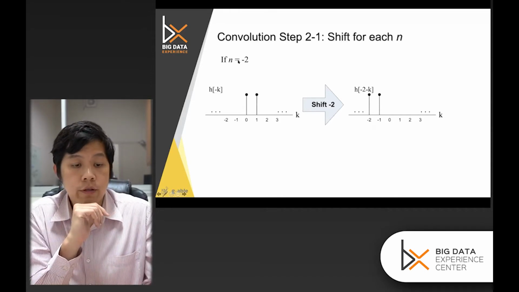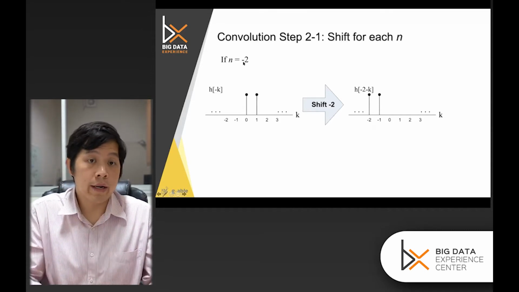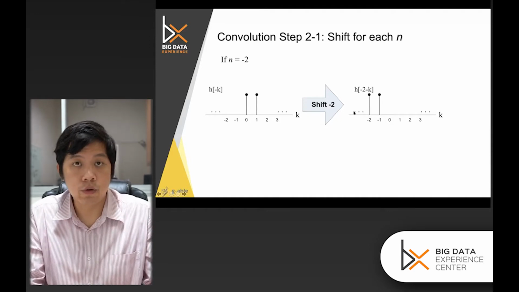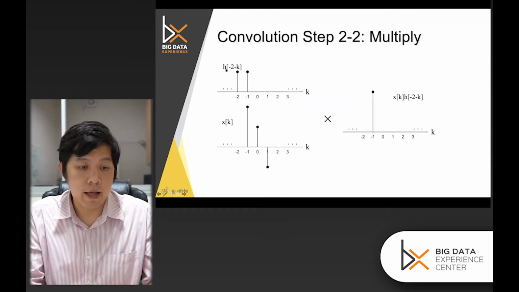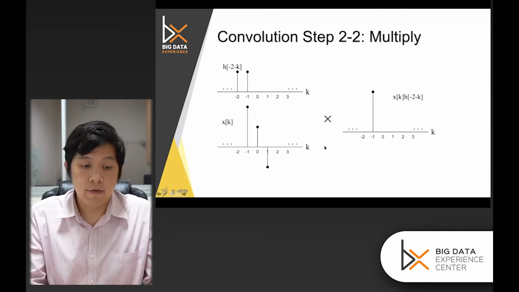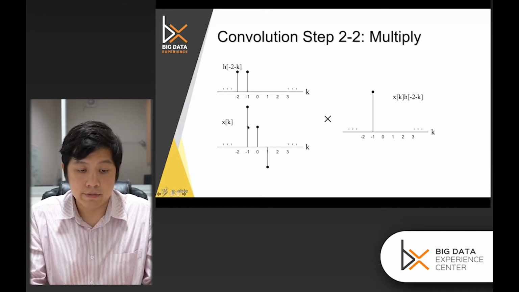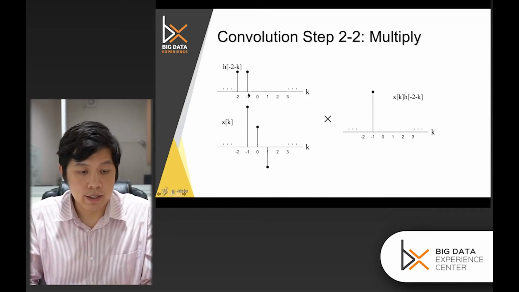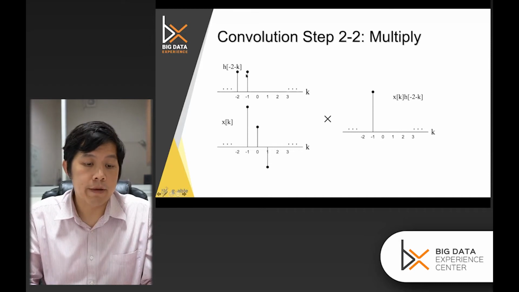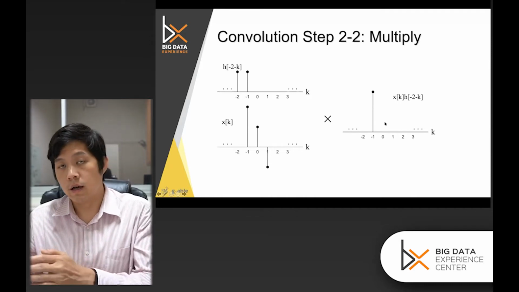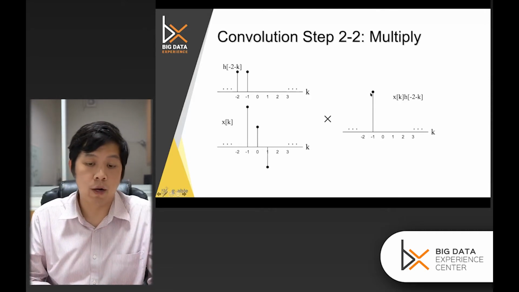Let's start with n equal to minus 2. When n equals minus 2, that means this whole curve would shift to the left by 2 steps. This is n minus 2. The next step is to multiply h[-2-k] with x[k]. With x[k], this is the k-axis. Multiply them together, and you can see that there is one bar that is overlapped, which is at location minus 1. That means once you multiply, the result would look like the right hand side. You have just one bar left.